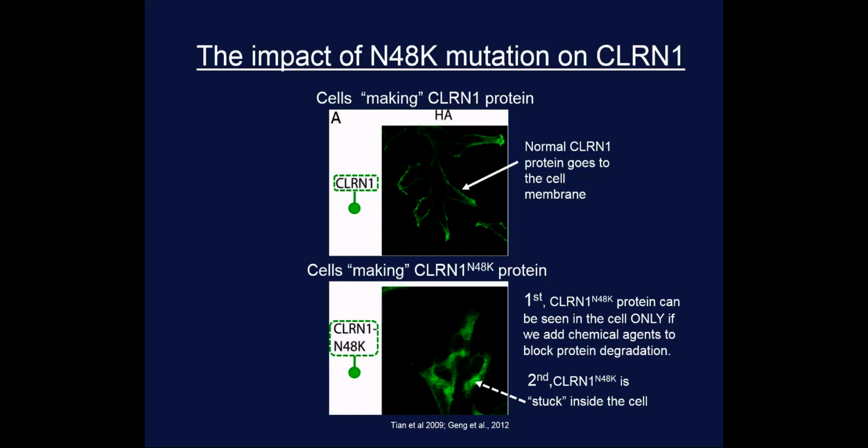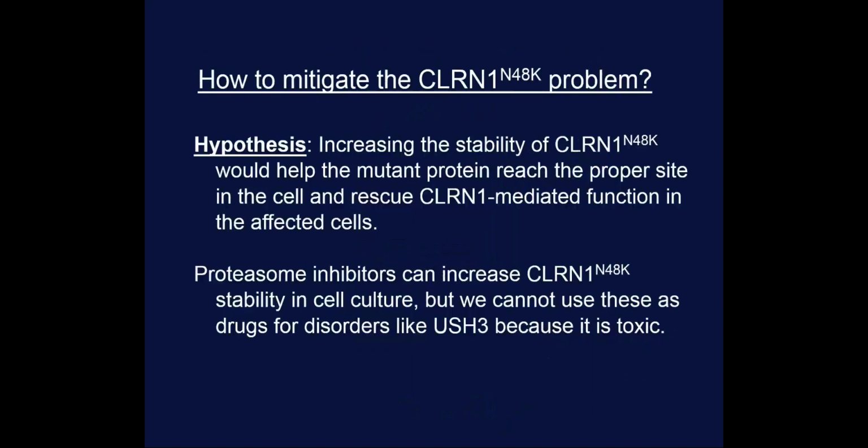First, Clrn1 N48K protein can be seen in the cell only if we add chemical agents to block protein degradation. Second, we notice that the Clrn1 N48K protein is stuck inside the cell. That is, it does not reach the membrane. So these are two critical pieces of information. Combined with the in vivo data that you saw in the previous slide in the mice, we hypothesized that increasing the stability of Clrn1 N48K would help the mutant protein reach the proper site in the cell and rescue Clrn1 mediated function in the affected cells.